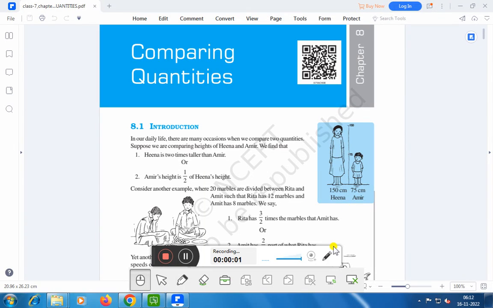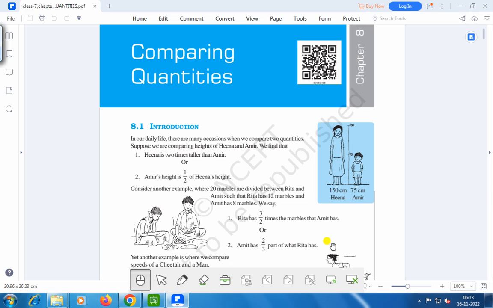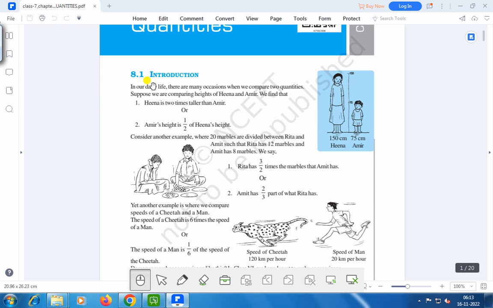Hello everyone. Today we shall discuss comparing quantities. What is that? This is an introduction.